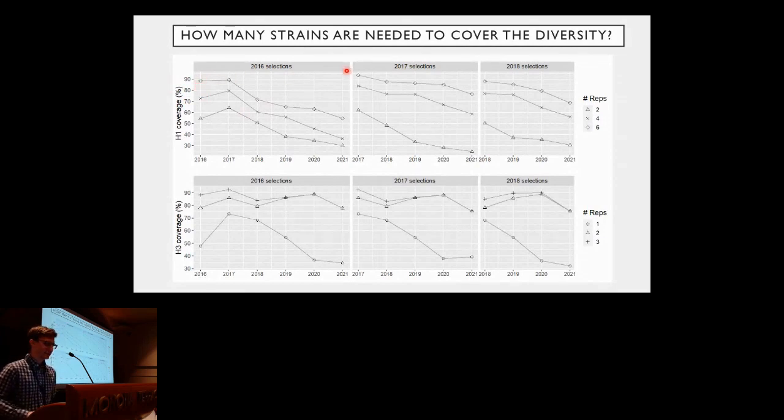And that also generally stayed very high in the next year, so above 85% for all years that we looked at, and then it starts to drop after that. And then for H3s, we saw that 2 or 3 strains might be sufficient to cover 80 to 90% diversity, and that actually remained quite relevant and stable, or could remain quite relevant and stable for multiple years.